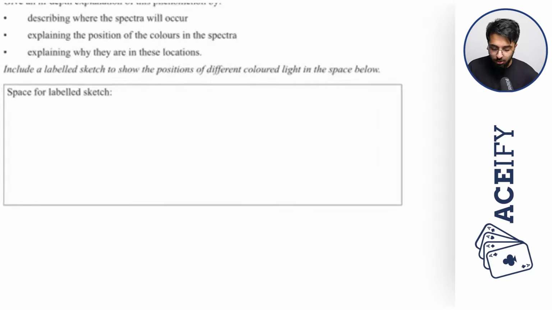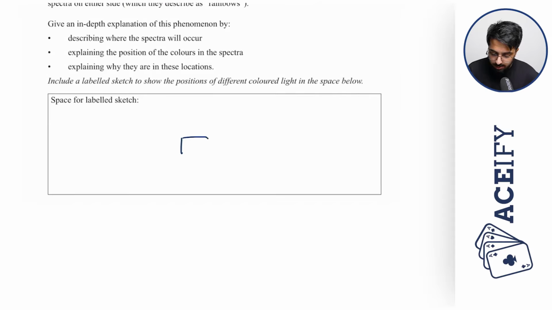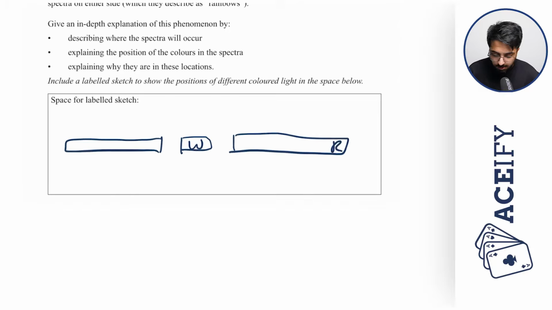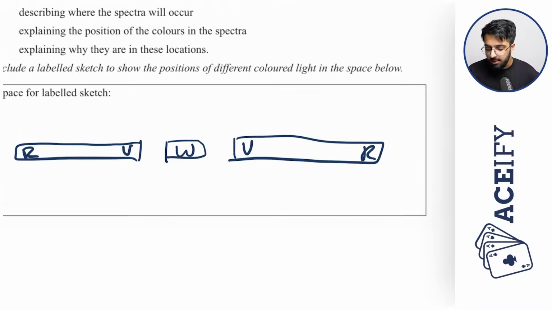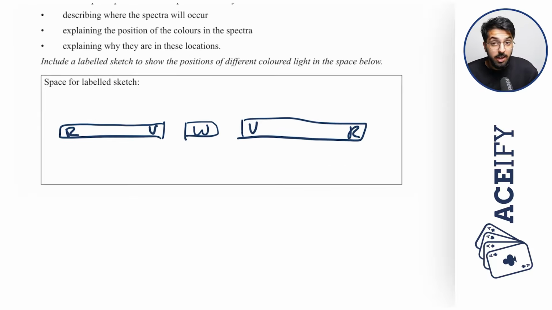And so if we were to draw this over here, we would have our white central maxima, which we can label W, and then we would have our spectra on either side, and we would have red over here, which we can label R, and then violet over here, which we can label V, and then we would have everything else in between. And with that, we're done.